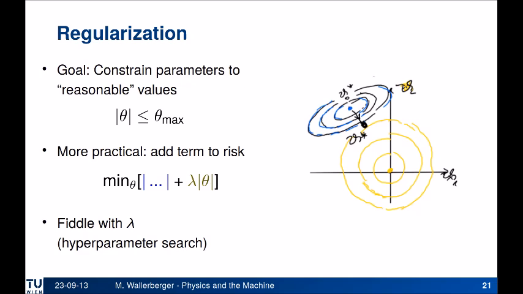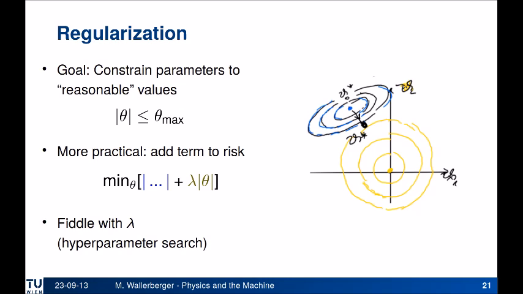reasonable values. And in practice, one does this by adding a term to the cost function, because this is kind of a pain to enforce. This is more easy. But the relationship between the maximum parameter values and this parameter, which penalizes large parameter values, is not trivial, so one usually has to fiddle with lambda until it works. There is a fancy name for it. It's called hyperparameter search, but it basically means fiddling with the regularization until the data looks nice.